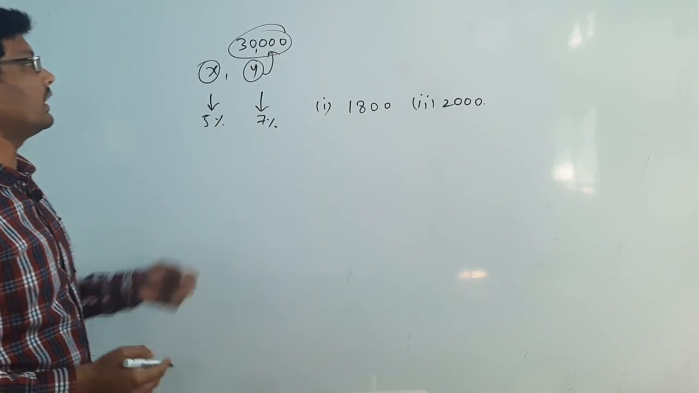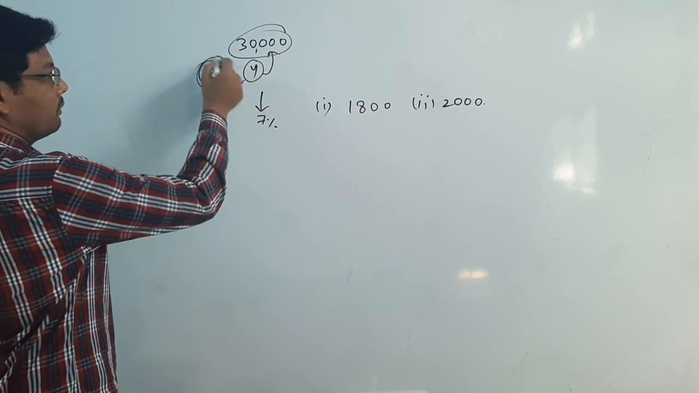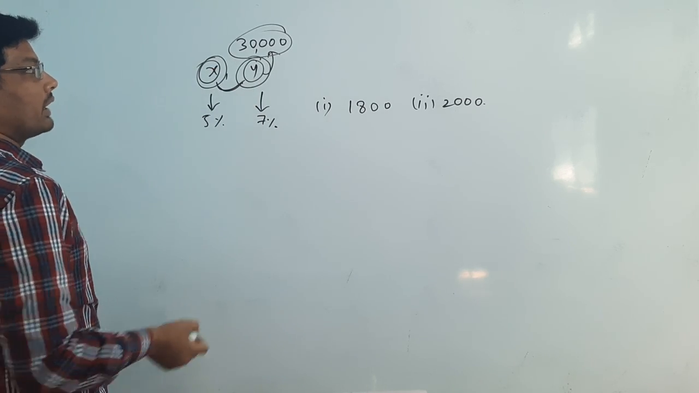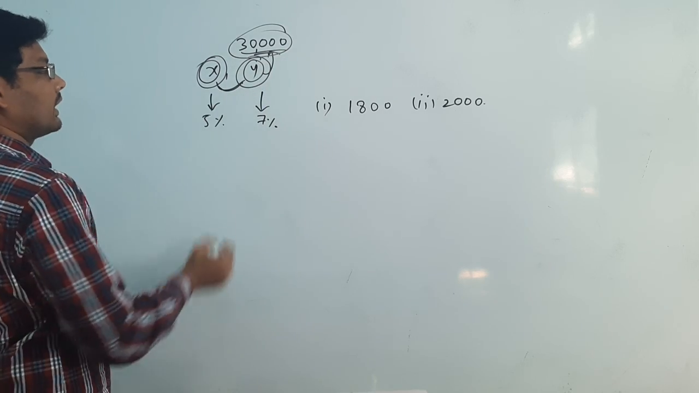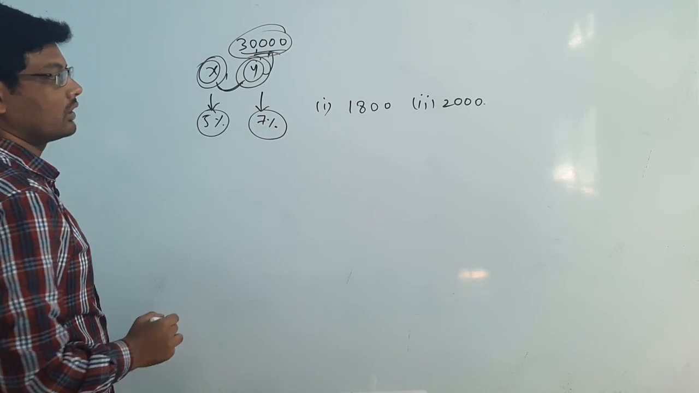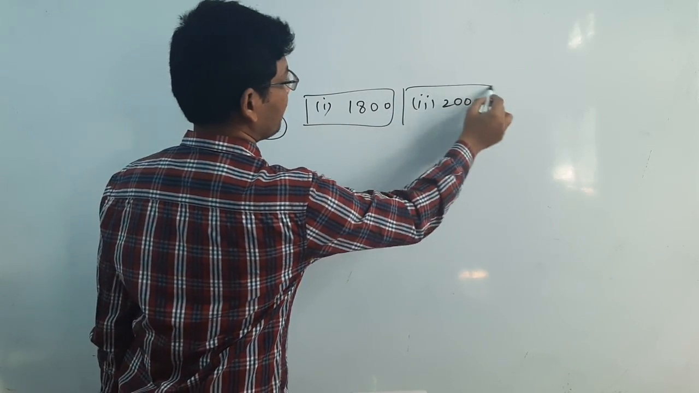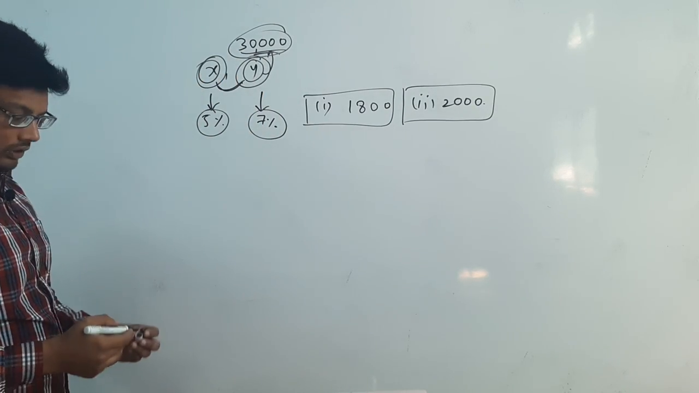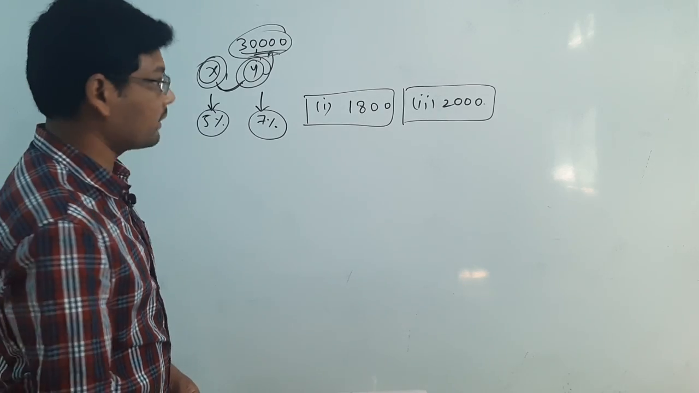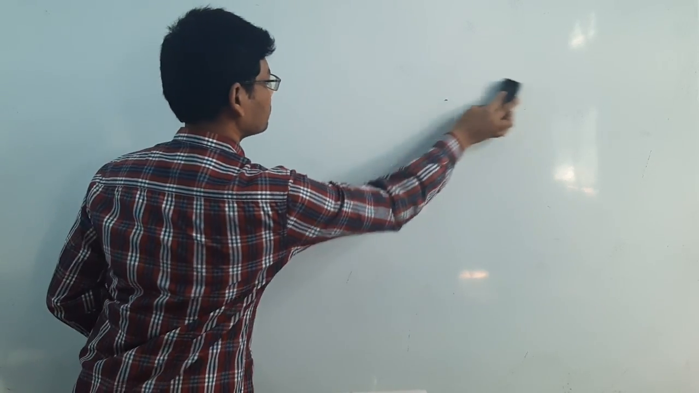Here a trust fund has two different types of bonds. The sum from these two types of bonds, the total investment, is 30,000. The first one is for 5% interest and the second one is 7% interest. For an annual profit of 1800, and for an annual profit of 2000, we need to find the investments. This is the question. I am directly solving it here. The question number is 5.